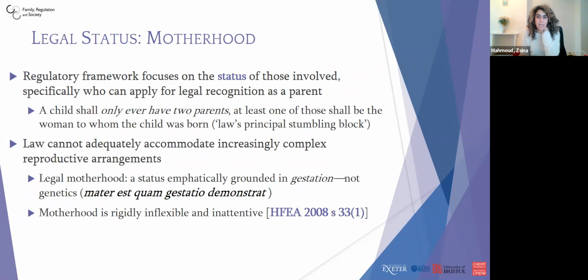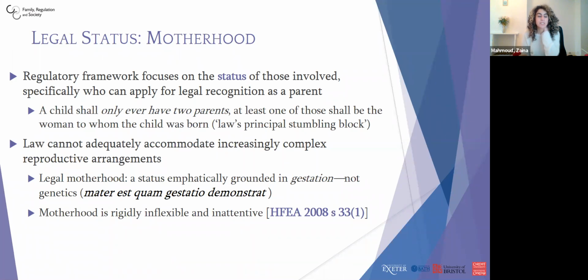Let's look at the legal status then. So the British regulatory approach has focused predominantly on the surrogate and child's legal statuses. The 1985 and 1990 Acts provided the initial regulatory framework for assisted reproduction and surrogacy and the legal status of those involved in these types of novel family formation.